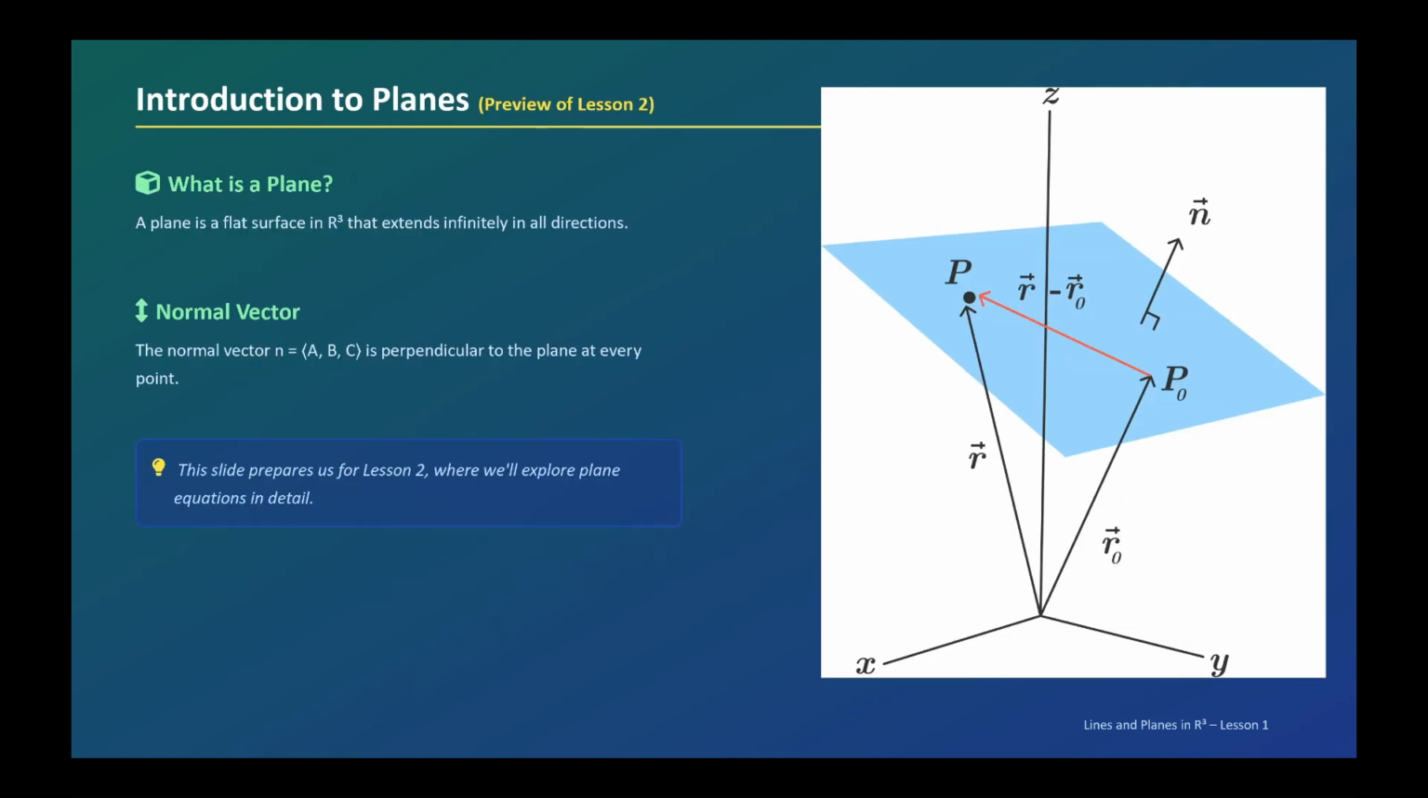So before we end this video, let's take a quick look at planes. A plane is a flat, infinite surface in three-dimensional space. It has a normal vector, which we write as angle brackets a, b, c. This vector is perpendicular to the plane and determines the plane's orientation. We will explore the different plane equations more fully in the next video.